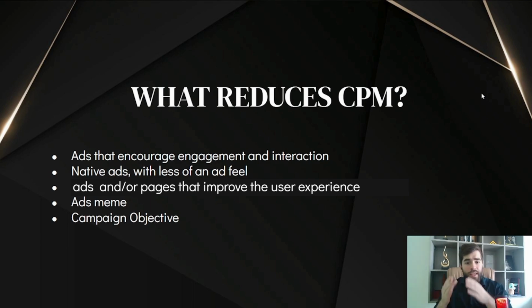Ads that encourage engagement and interaction are a really good example for reducing the CPM. Because when you have an ad with some comments, some shares, some follows, and so on, you are going to have good performance on Facebook. You will win the competition of your ads over your bid competitors, and then you will get a better CPM. So this is something that is really good.